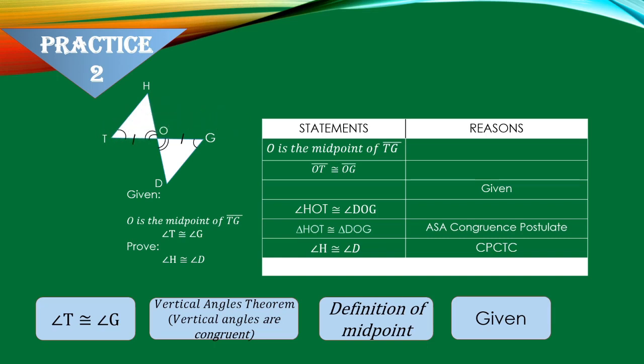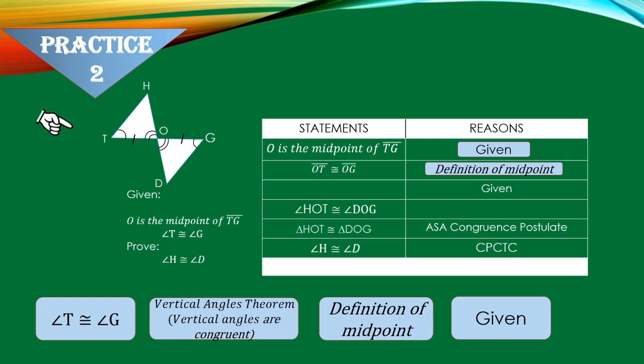Statement number 1. O is the midpoint of segment TG. What do you think is the reason? Reason: given. And from that statement, statement number 2, side OT is congruent to side OG. Definition of a midpoint.